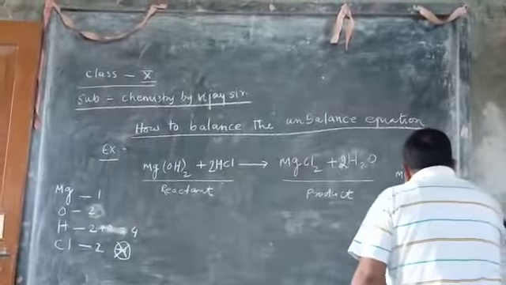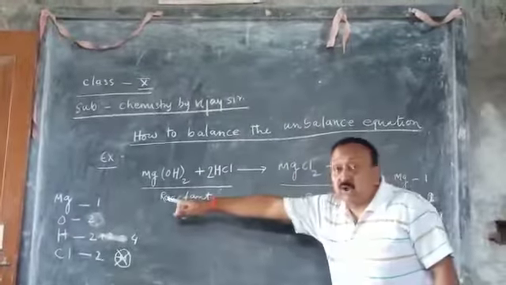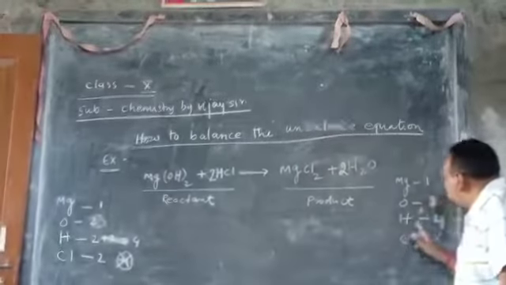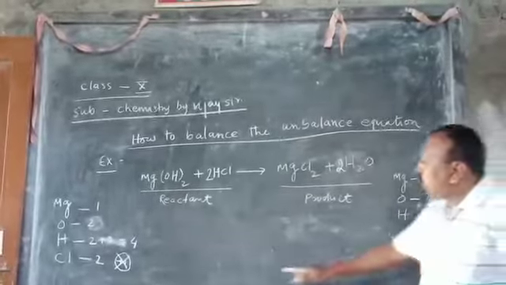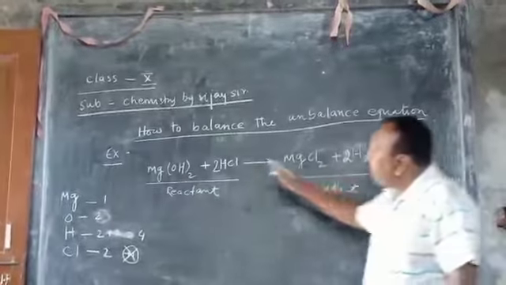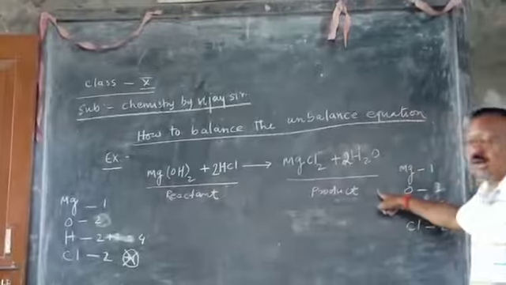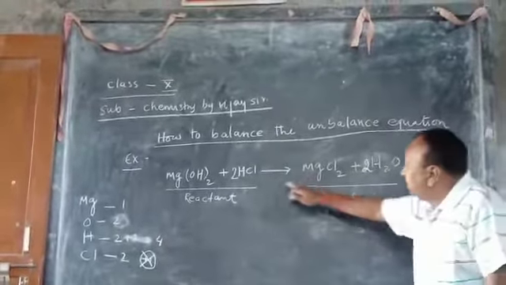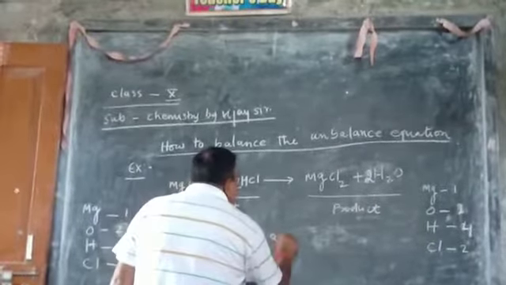Then look at the total number. Magnesium is equal to 1 on both sides. Oxygen is equal to 2 on both sides. Hydrogen is equal to 4 on both sides. Chlorine is equal to 2 on both sides. That means the total number of atoms of the reactant is equal to the total number of atoms of the product. This equation is called the balanced equation.